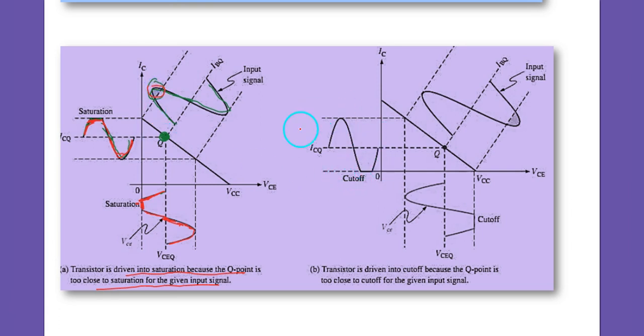Looking at this figure here, the Q point is too close to cutoff. So for the input signal, no problem here, output is there, but for this part some signal is cut because it is going into the cutoff region. So some part of the signal is cut. Similarly, for the collector emitter voltage, some part goes.